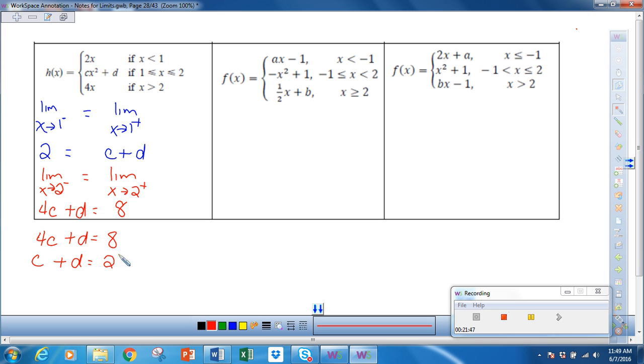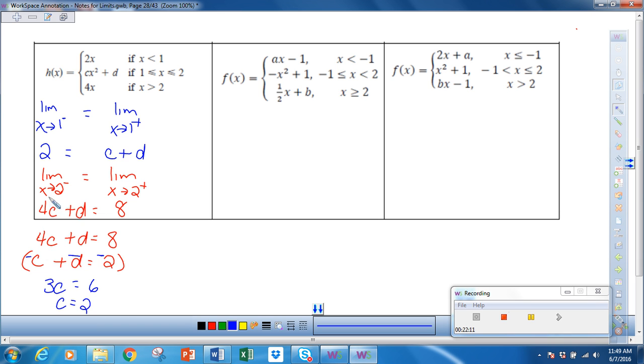So I have 4c plus d is equal to 8, and then I have c plus d is equal to 2. I'm going to multiply the bottom equation by negative so that everything becomes a negative. We're using elimination again. And adding those together, I get 3c, my d zeros out, is equal to 6. So c is equal to 2.